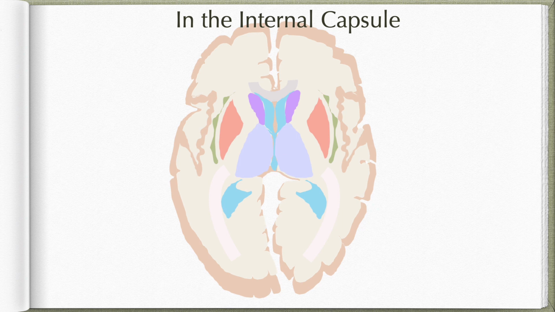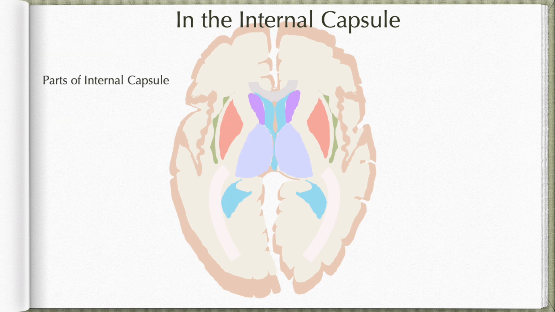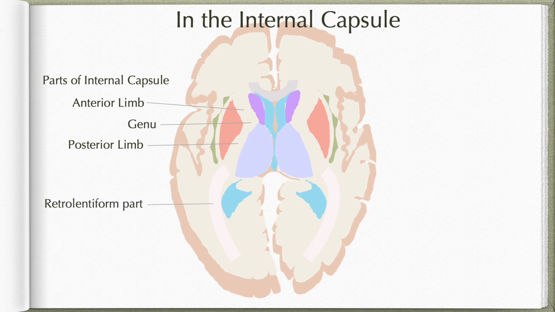Now, this is the horizontal section of the brain. Identify the head of the caudate nucleus, thalamus, and lentiform nucleus. Now, the parts of the internal capsule include the anterior limb, which is located between the caudate nucleus and lentiform nucleus, and the posterior limb between the thalamus and the lentiform nucleus. The genu is tucked between the anterior and posterior limbs. The retrolentiform part, that is the part behind the lentiform nucleus, carries the optic radiation fibers to the occipital lobe.